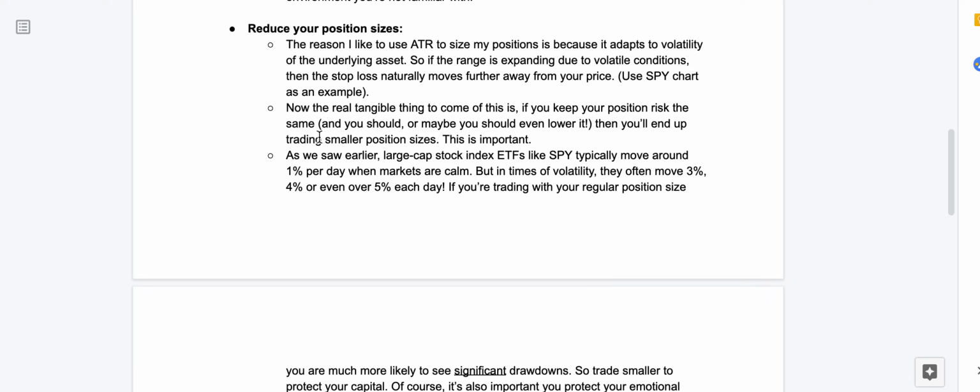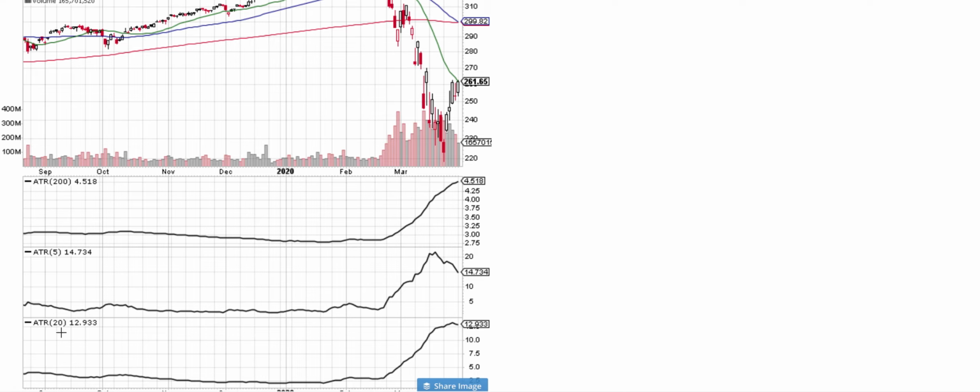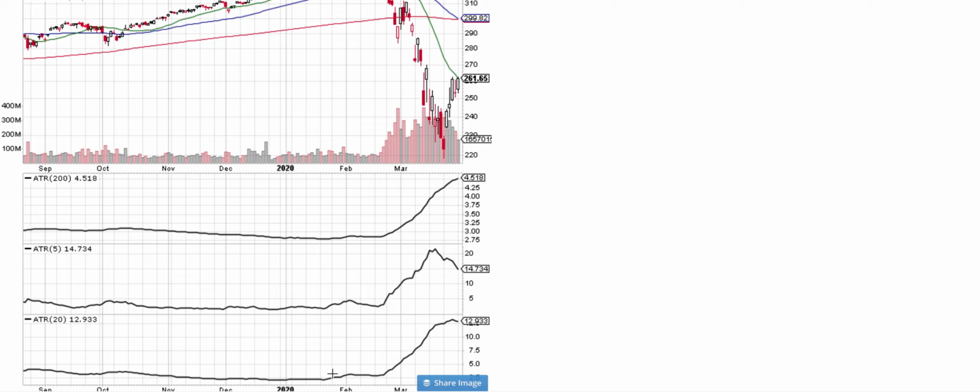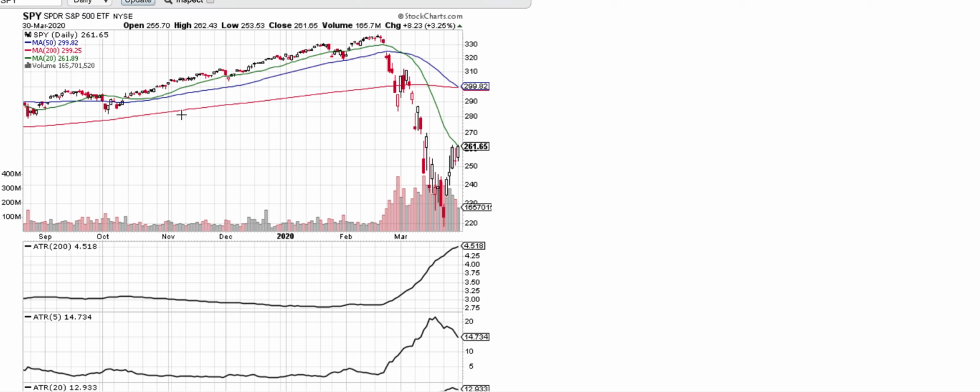Now, the other thing I like to do when markets start moving quickly is to reduce my position size. So you saw previously that I'm using ATR, and I usually use a 20-week ATR to plan my stop losses. And the great thing about ATR is you can see it adjust to the volatility of the instrument you're looking at. So in the case of SPY and the 5-day ATR, back in November or December of 2019, the ATR was actually under 5, so the instrument was moving less than $5 a day. But now it's moving $15 a day.